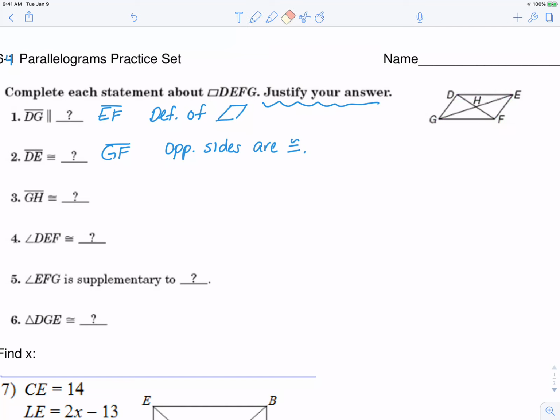Alright, GH is next. What is GH congruent to? Well, GH is congruent to HE because diagonals bisect each other. So HE, because diagonals bisect each other.